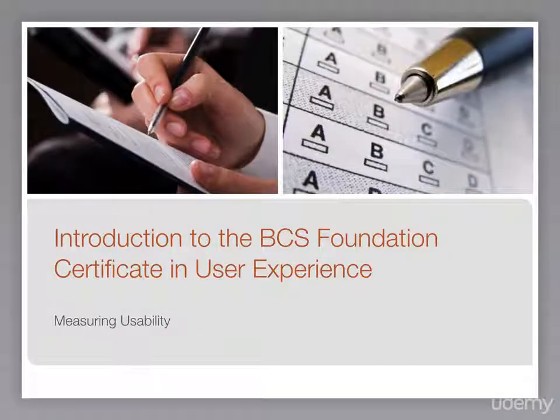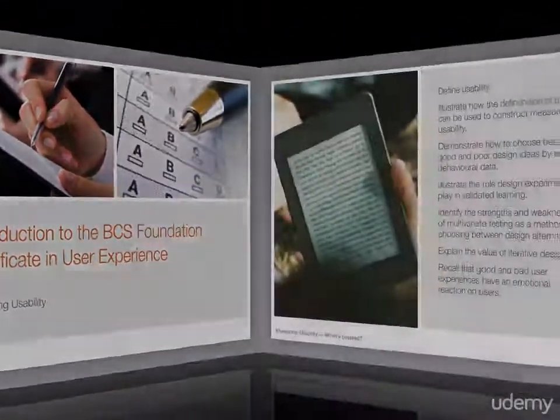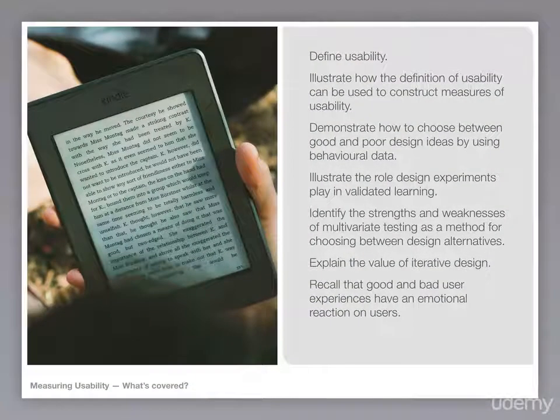So syllabus area number 4 is to do with measuring usability. What does this cover? You need to be aware of the ISO 9241 definition of usability, and that's really what this define usability issue is about. That means being able to articulate how usability can be specified in terms of effectiveness, efficiency, and satisfaction.